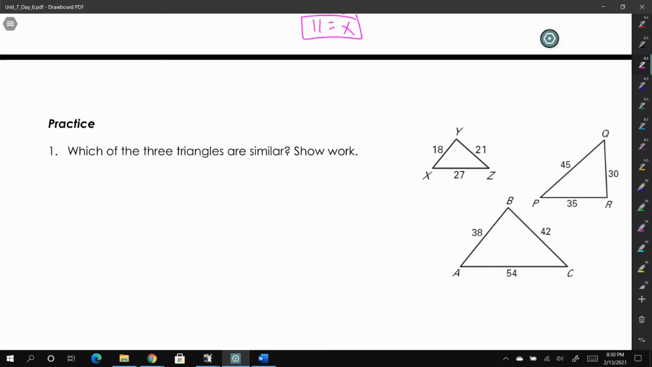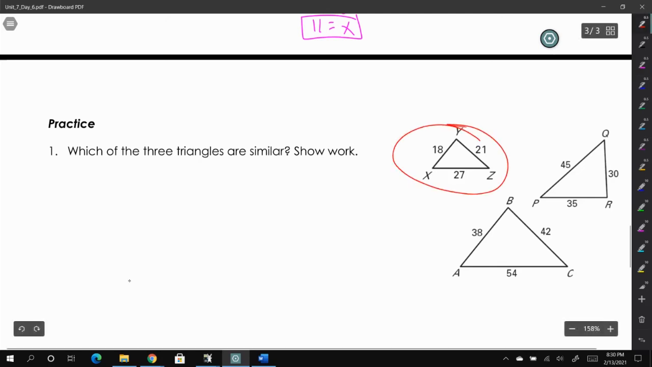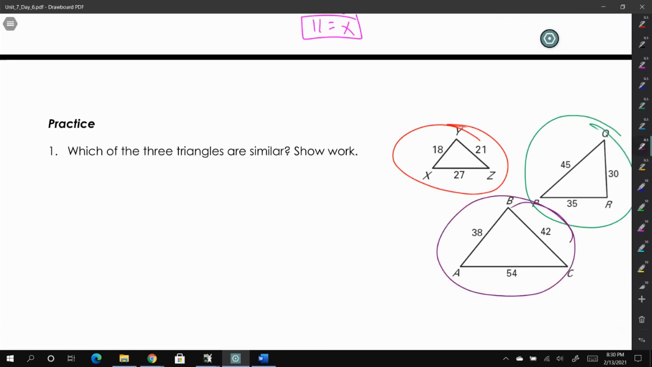And then the last one here is like example number 1, but we're not comparing just to one of the triangles to say which of the 3 triangles are similar. So we're going to have to look at this red one and compare it to this green one and the purple one. And then we're going to also have to compare the green one to the purple one. So we're actually going to do 3 comparisons.